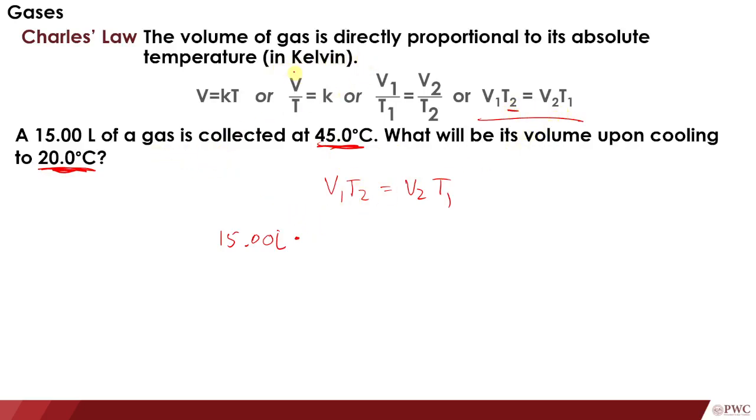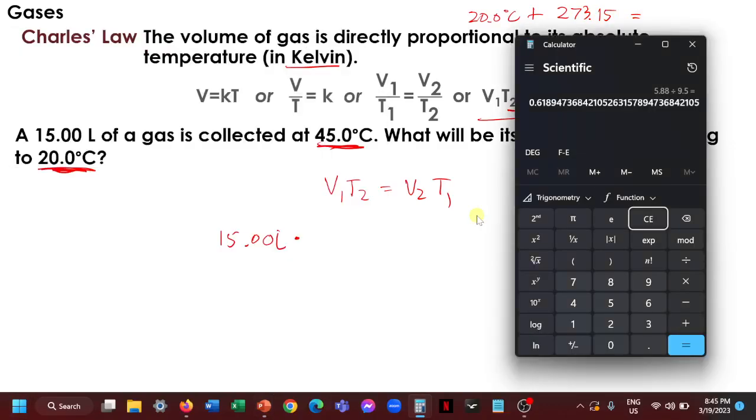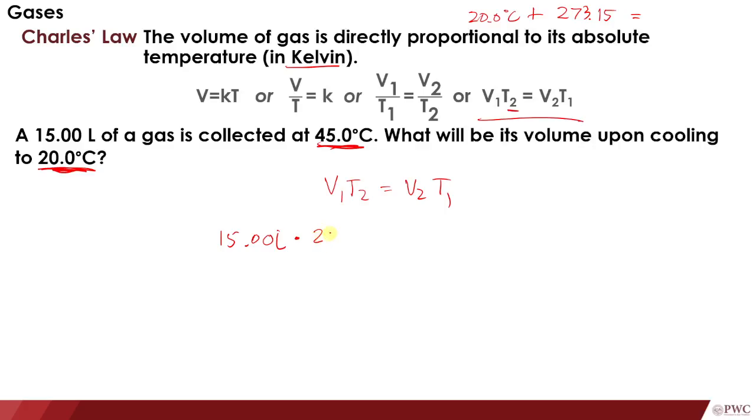So again, this must be converted to Kelvin, and we can convert this one, 20.0 degrees Celsius, to Kelvin by adding 273.15. Now if we add that, 20 plus 273.15 is equal to 293.15. So 293.15 Kelvin is multiplied by V2. We don't know the final volume. How about the initial temperature?